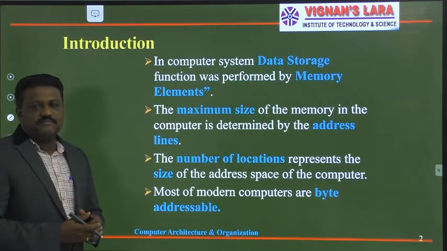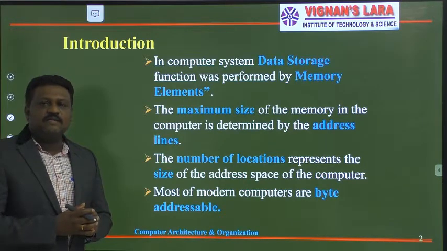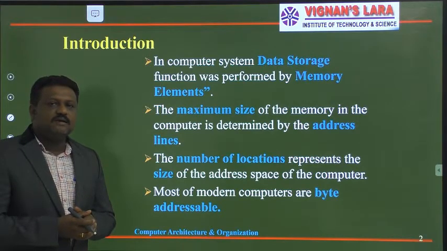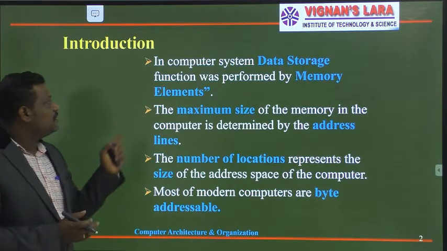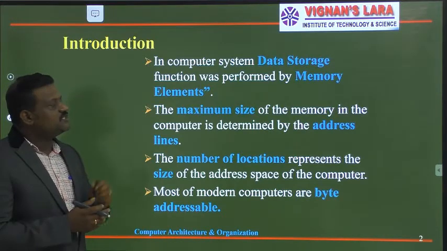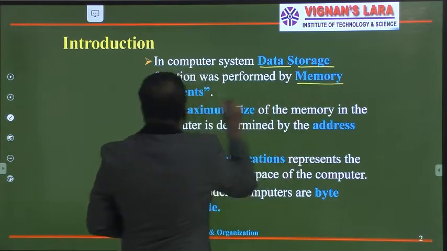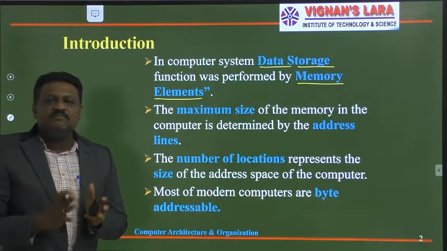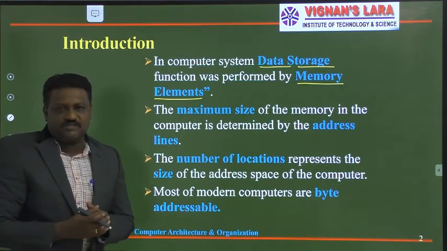In the introduction part, you just have to remember the functional units concept of a computer system. One of the functional units in the computer system was the memory element. The job of that memory element was data storage. That we know. So my first point is: in the computer system, the data storage function was performed by memory element or memory elements. Simply, the memory is used to store something. So that is the data storage function.